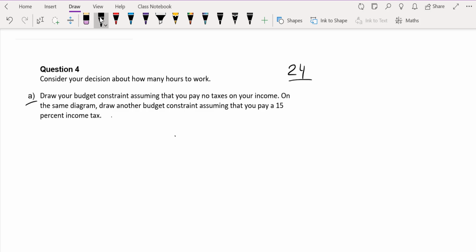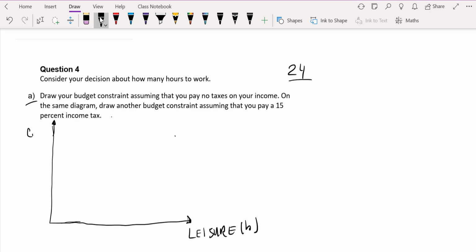So basically, within that 24 hours, you can either have leisure time or work time, let's say. It's a very simplified assumption. So here on the x-axis, let's put leisure time, in hours. And on the y-axis, because we work, we earn income, which enables us to have consumption. So let's put consumption.